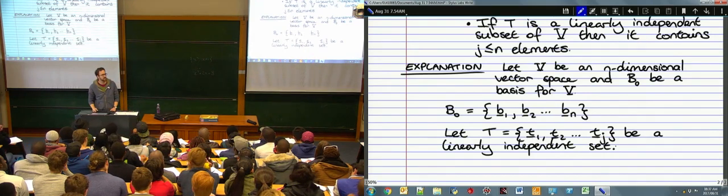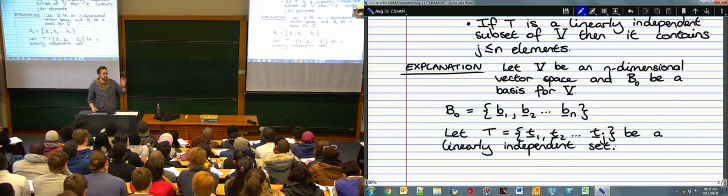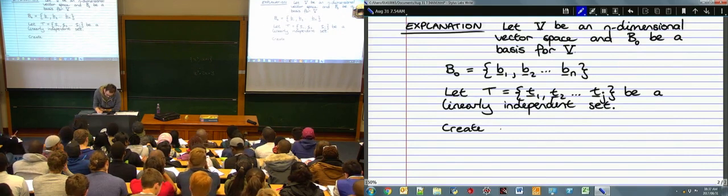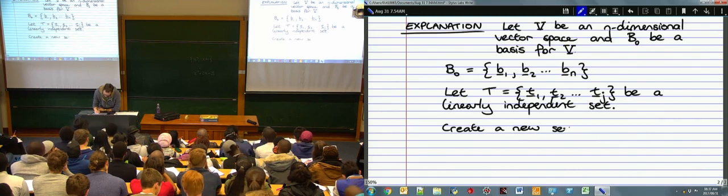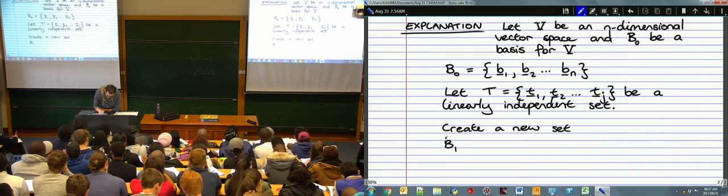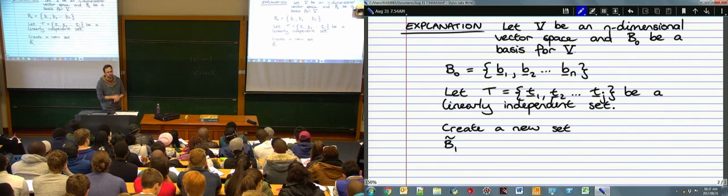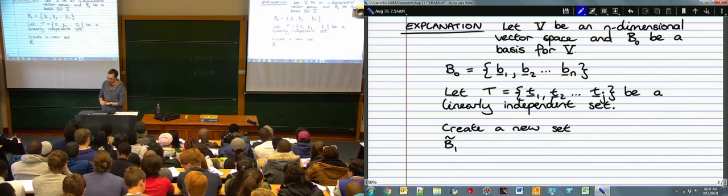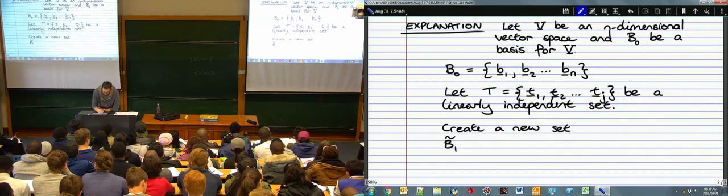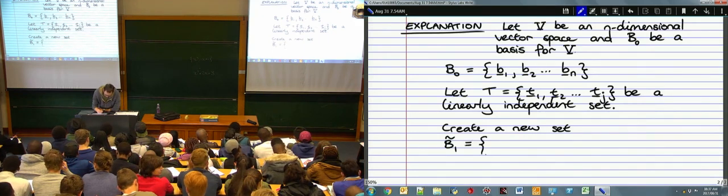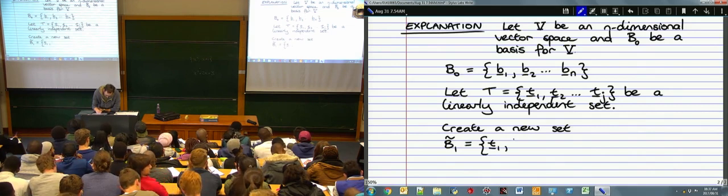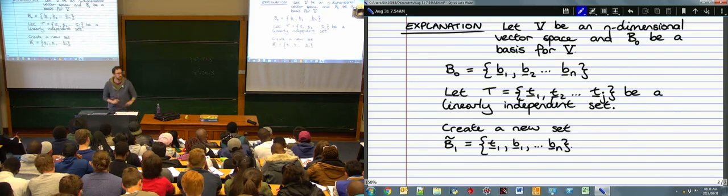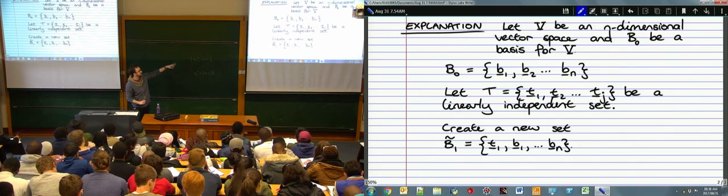Okay. So we create a new basis, or rather a new set, which eventually will turn into a basis. Create a new set. I'm going to just call this B1 with a little twiddle. Things with a twiddle on them are not going to be bases. Things without twiddles are bases. That's just a notation that we're going to use to try to keep ourselves clear. So B1 twiddle, T1, B1, Bn. Okay, so we've just added the first element of T into B0.